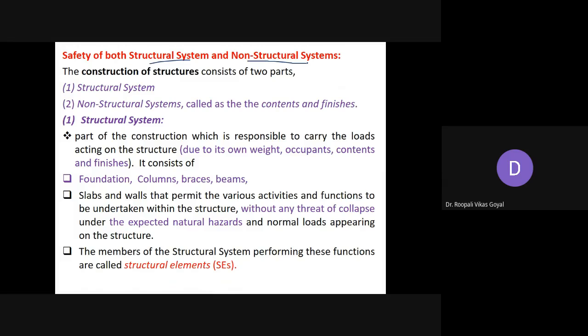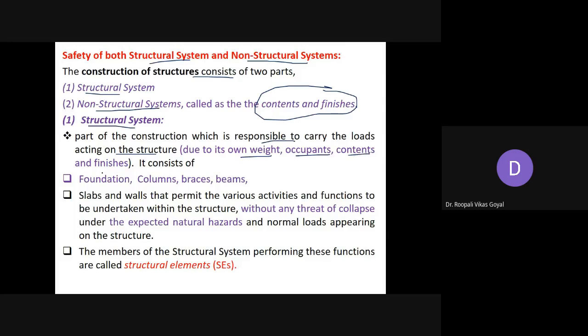So basically the structure consists of two parts. अभी structure में भी दो part होते हैं, ठीक है. So one which is called the structural system and second which is called the non-structural system. So these non-structural systems are called contents and finish. So basically in your structure, the structural system means क्या है? A part of the construction which is responsible to carry the loads acting on the structure. So there are many types of loads that may act on your structure: its own weight, due to occupants, then contents and finishes which are there.